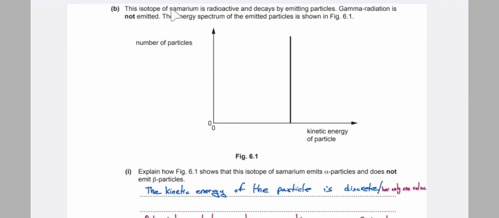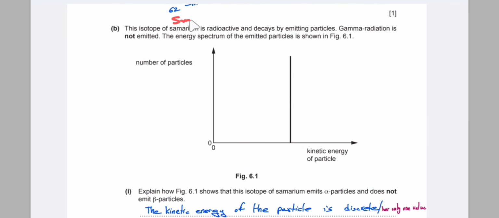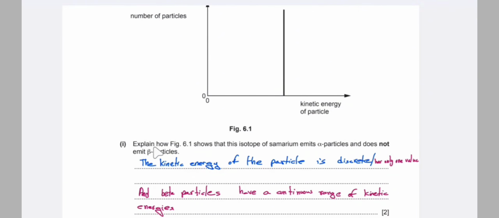Now, this isotope of Sm is radioactive and decays by emitting particles. Gamma radiation is not emitted. The energy spectrum of the emitted particle is shown in figure 6.1. Explain how figure 6.1 shows that this isotope of Sm emits alpha particles and does not emit beta particles. So why can we say that this emission is the alpha particle?